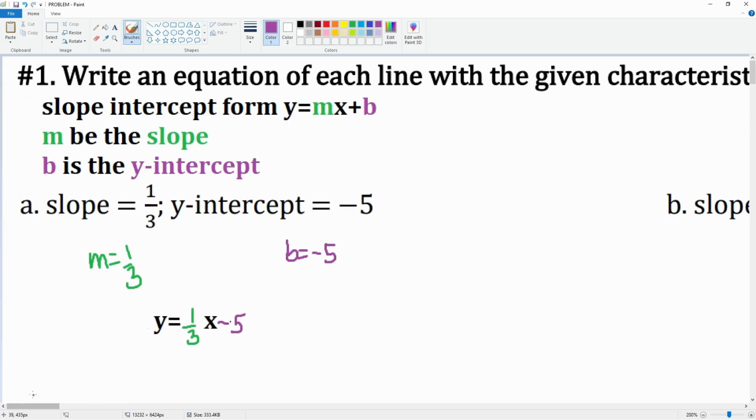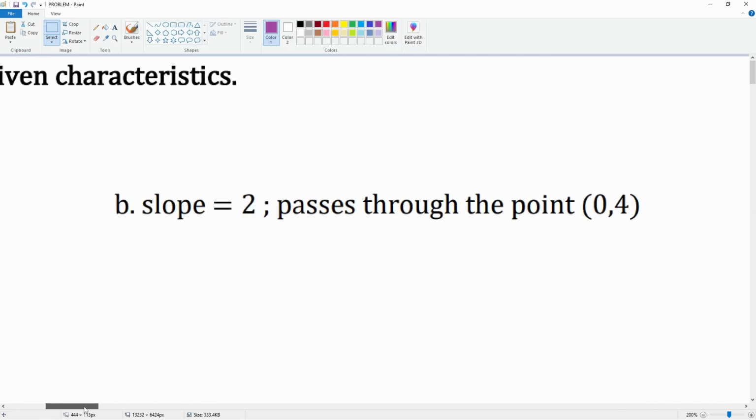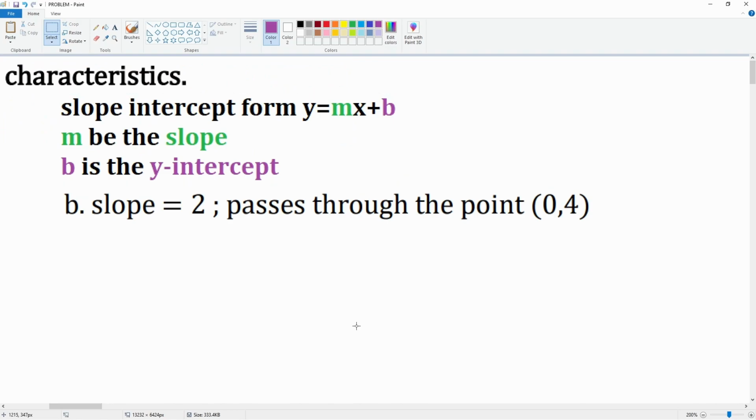For B, you want the same information here. Okay, so for b, same information. We need to know what the slope is, so m is going to be equal to 2. And b here, this is the y-intercept because it is 0, b, is going to be equal to 4. Now we can just write the equation and plug in what we need. The m is 2 and the y-intercept is 4. So y is equal to 2x plus 4.